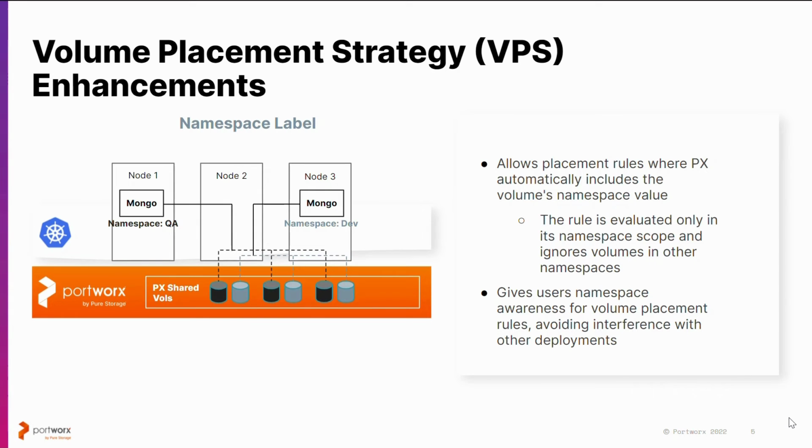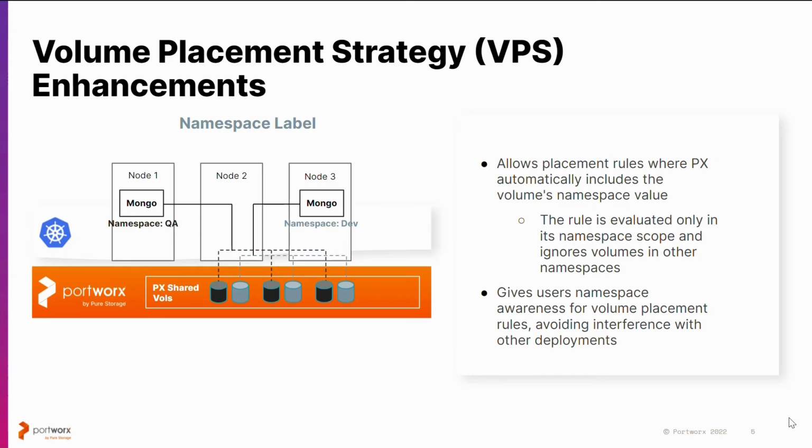The last thing we're going to talk about today is an enhancement in 2.10 called the Namespace Label for VPS. This allows placement rules where you may have two different teams deploying the same application or the same PVC spec to different namespaces to avoid interference with those deployments since VPS is label-based.